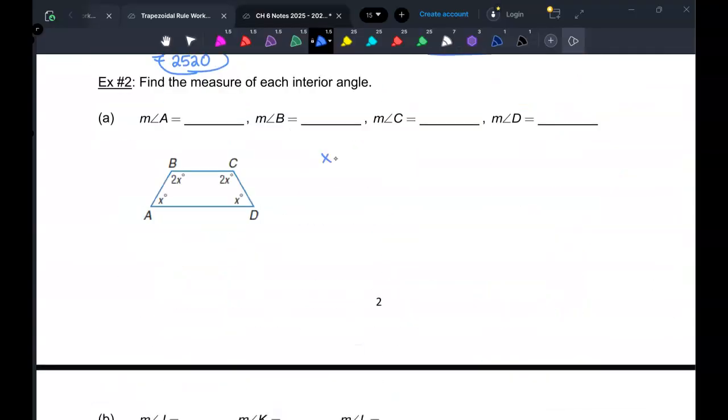So we know x plus 2x plus 2x. Okay, what do we get when we combine all the x's? Yeah, I think these numbers come out nicely. So x equals 60. So that means A and D are both 60. And B and C would both be 120. And then you could check your answers by just adding all the angles and making sure it adds up to 360, but that one was easy enough. Good? Questions?